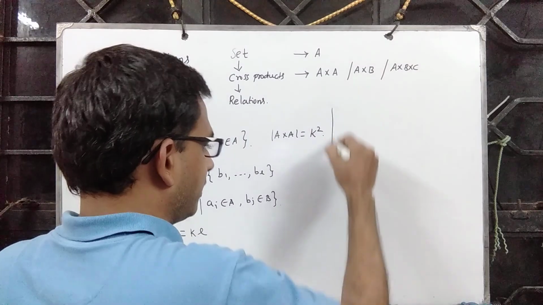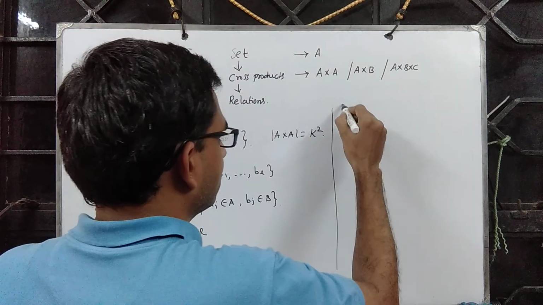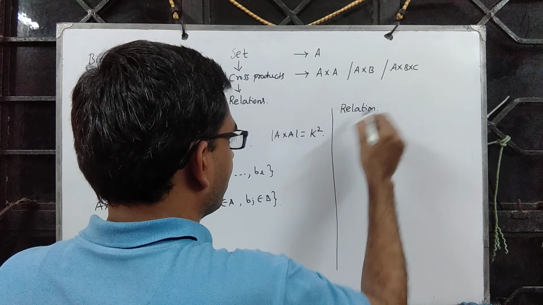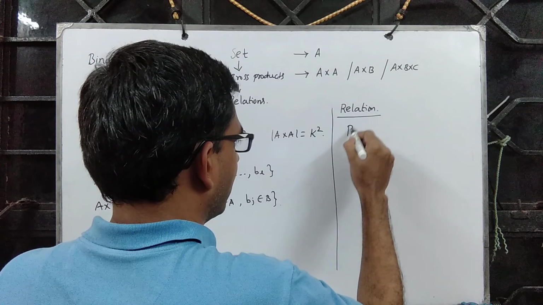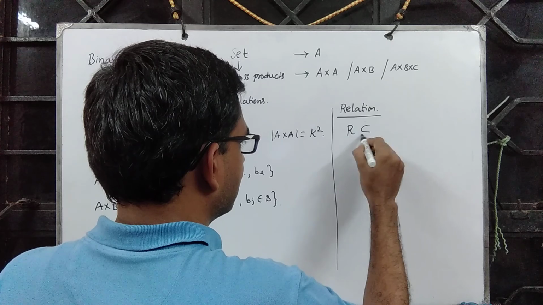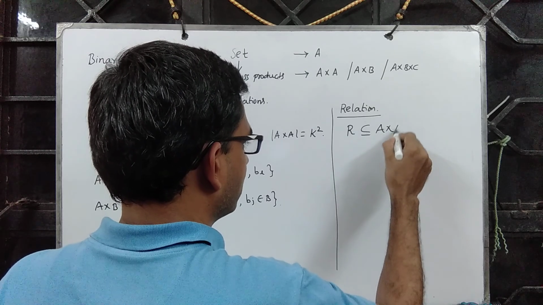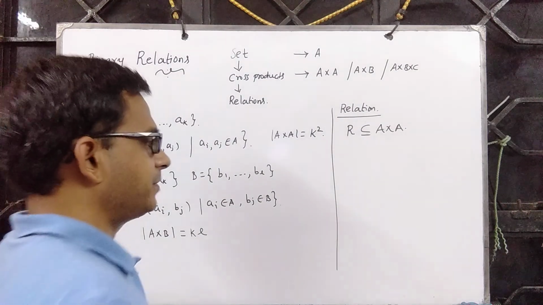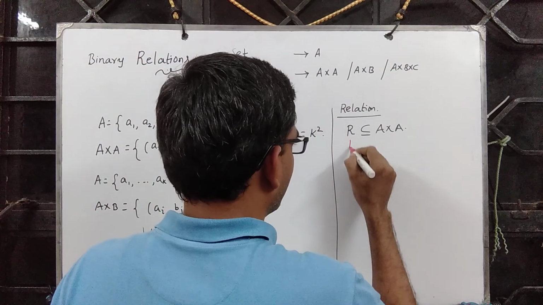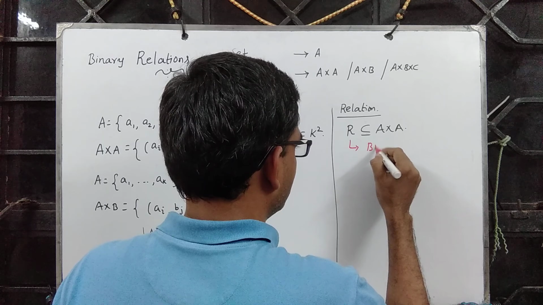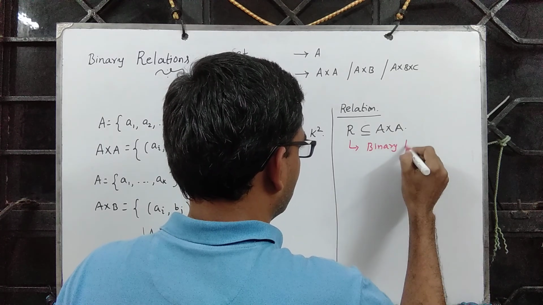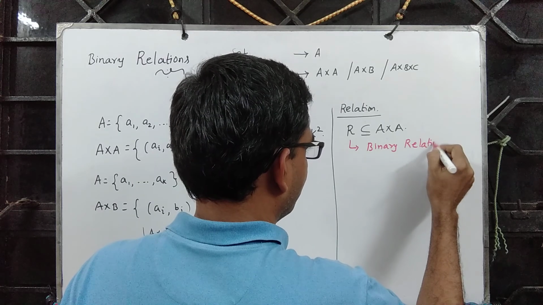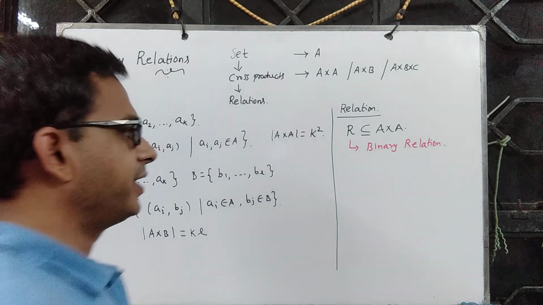We define another set called a relation, denoted using the symbol R, which is a subset of A cross A. Since it is a subset of A cross A, this R we refer to as a binary relation.